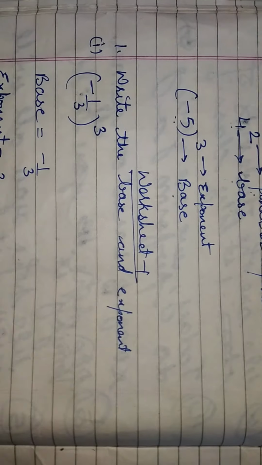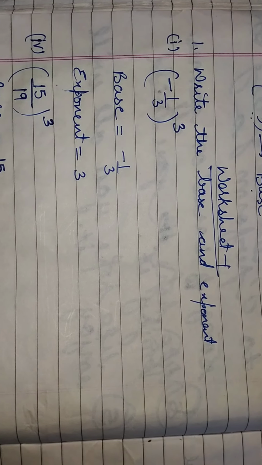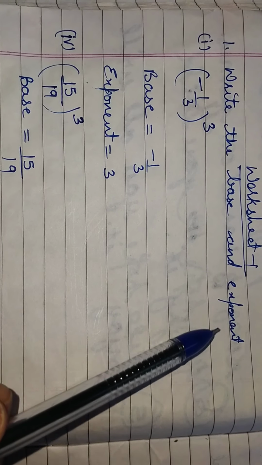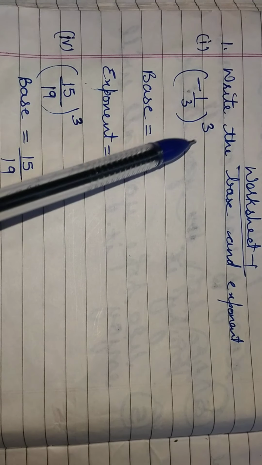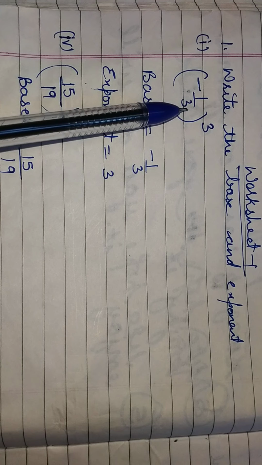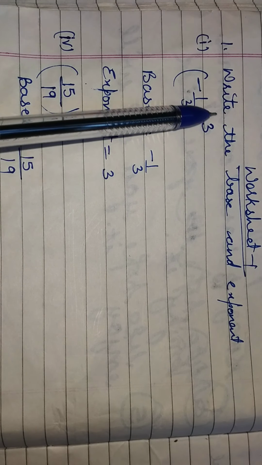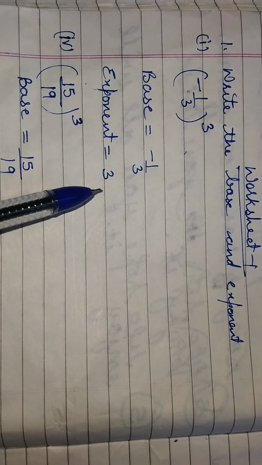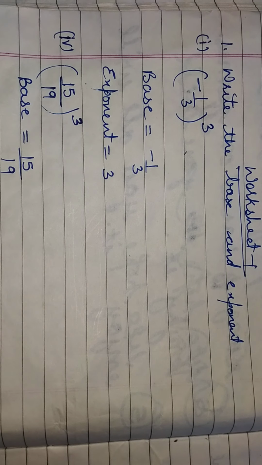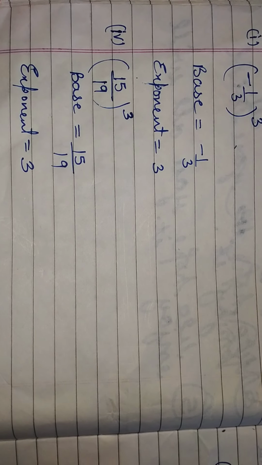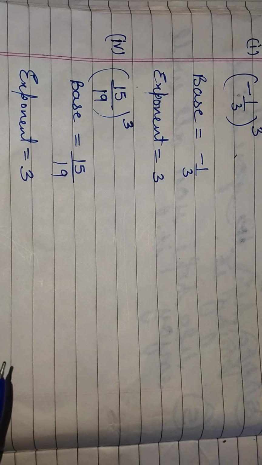Now in worksheet 1, these questions are asked from you. In question number 1, write the base and exponent. Here you have to tell which is the base and which is the exponent. Minus 1 upon 3 is the base and 3 is the exponent. You will write the answer like this, same as I have written. This is the exact way to write base and exponent. And the second and third parts you will do yourself. These are the same as the first part.